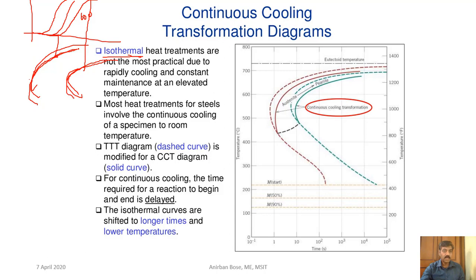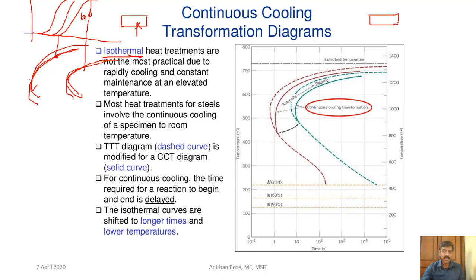But practically most of the heat treatment process is not done by isothermal transformation. Rather, those are done by continuous cooling transformation diagram. Okay, so continuous cooling means, suppose you have a sample, you have austenized it. Suppose you reach a temperature, say 850 degrees centigrade. Now you are cooling it. How you are cooling it? Suppose you keep it in the air.